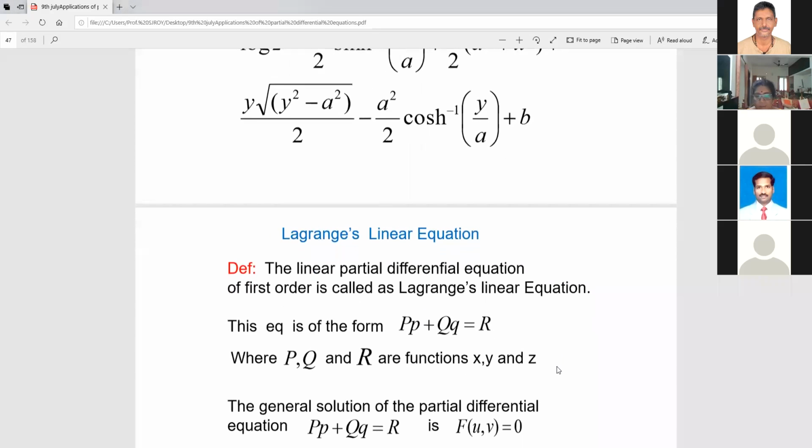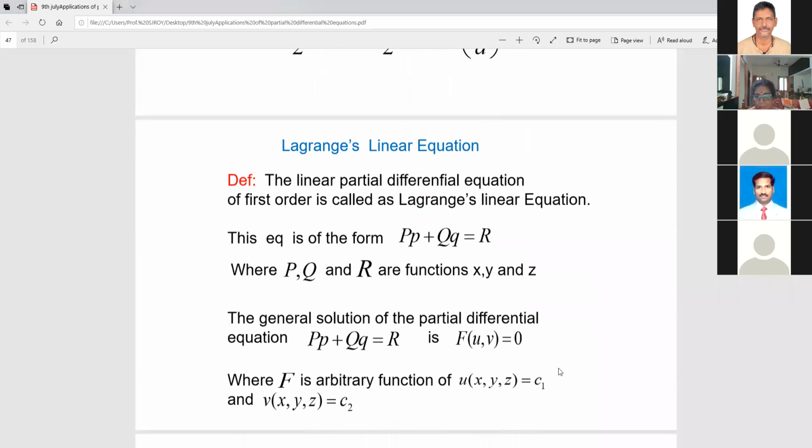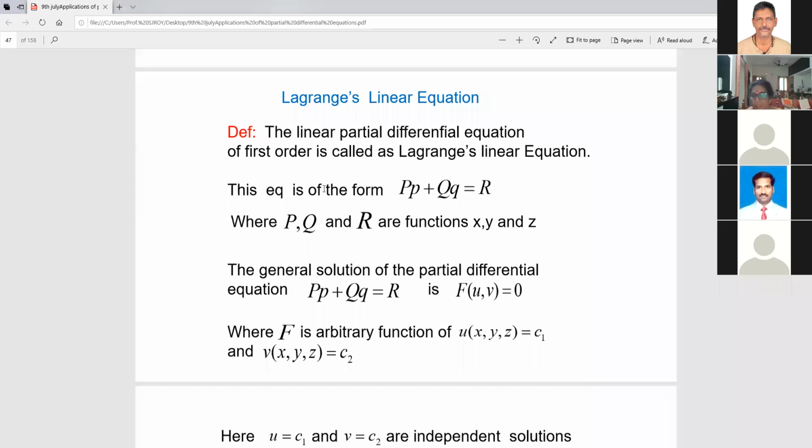Let us go to Lagrange's linear equation, which is very, very important. Of course, this is coming under semi-linear, quasi-linear, I hope. So you can have P as a function of x, y, z, Q as a function of x, y, z, and R is also a function of x, y, z. And whenever you have this type of equation, we will be getting your general solution as a function of u and v equal to 0. I told you I started with this only. I have taken this equation and derived that you get into this PDE, right? So from here, we can also say that we are getting the solution of this type of equation as the most general function of u and v.